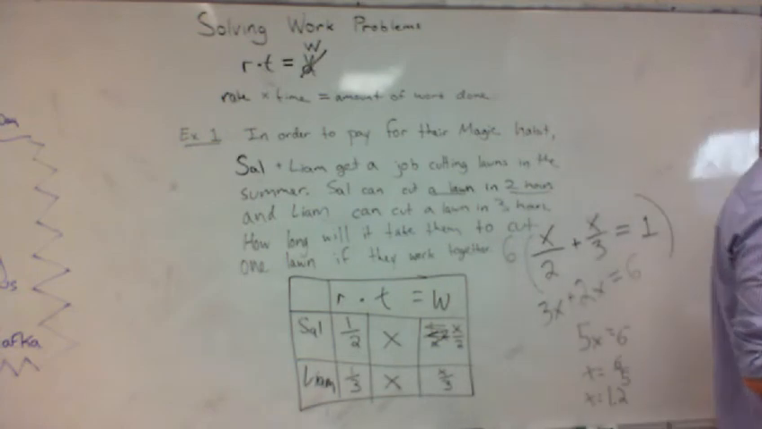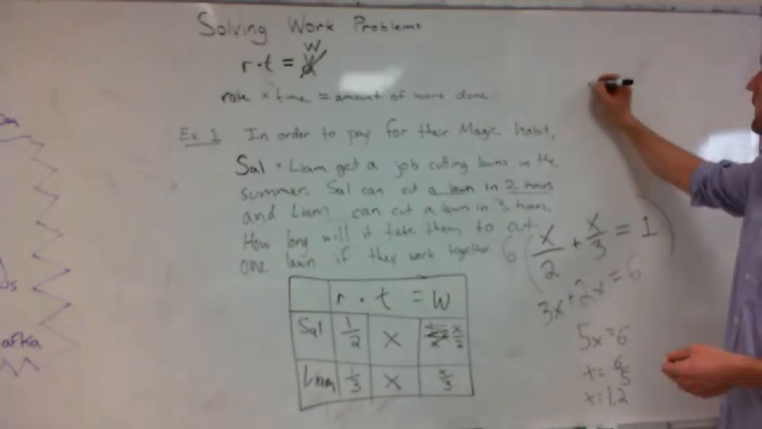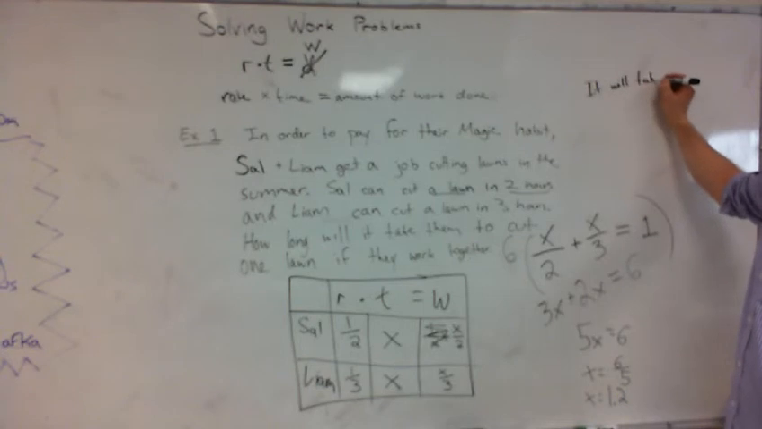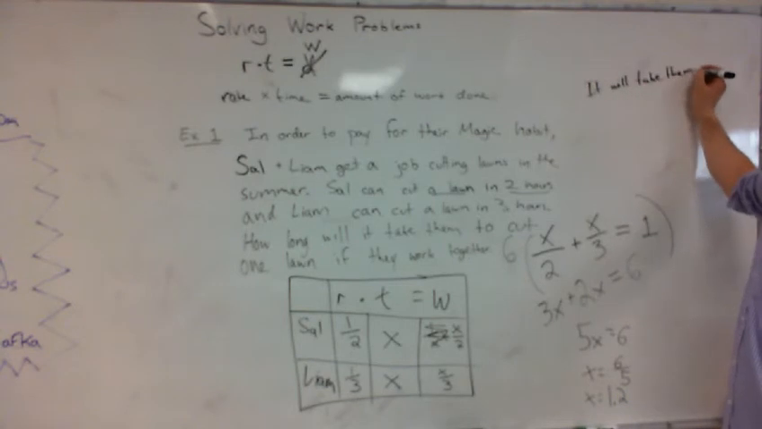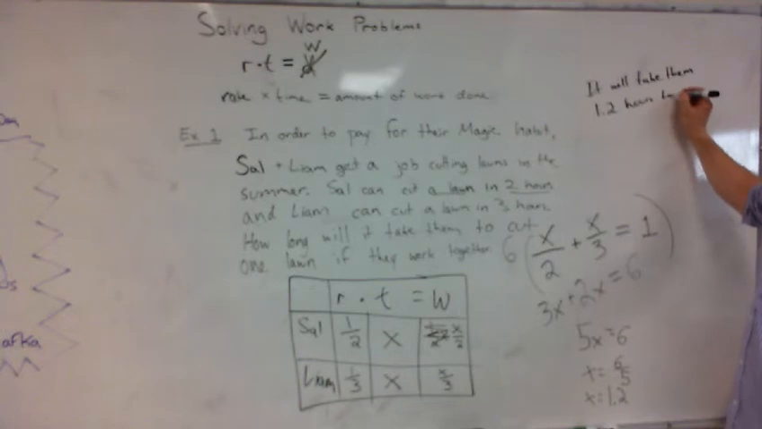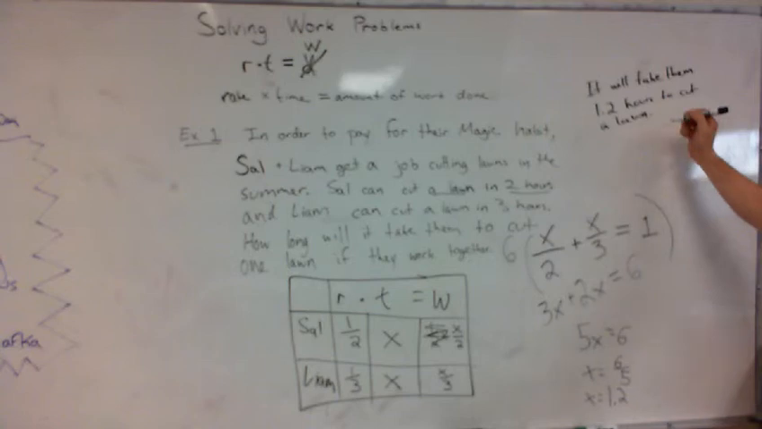Then I'm going to look back at my original problem. What was it asking me? How long will it take them to cut one lawn if they work together? 1 hour and 12 minutes. And so the answer I would say, it will take them 1.2 hours to cut a lawn. And I would leave it as 1.2 hours.